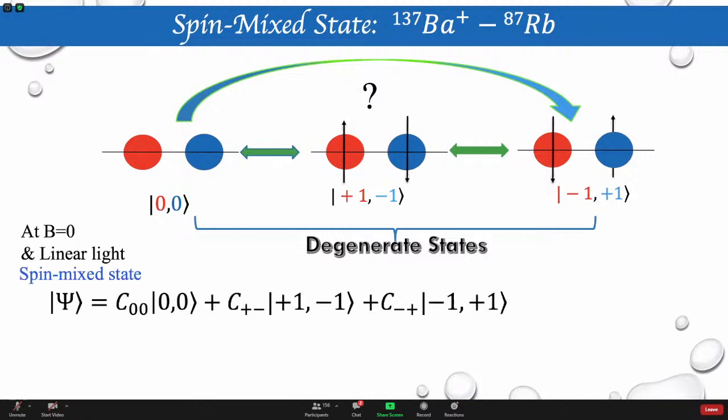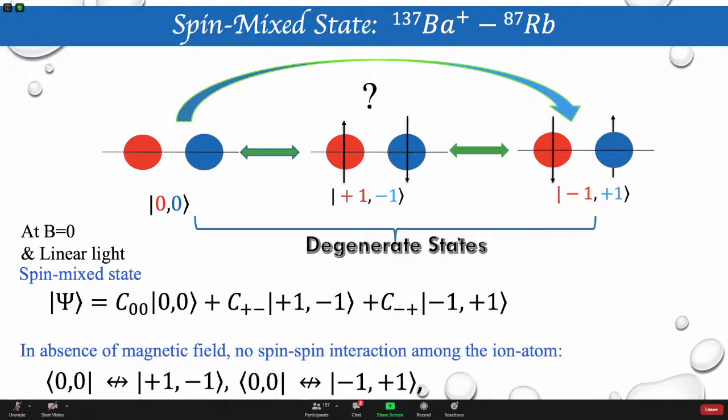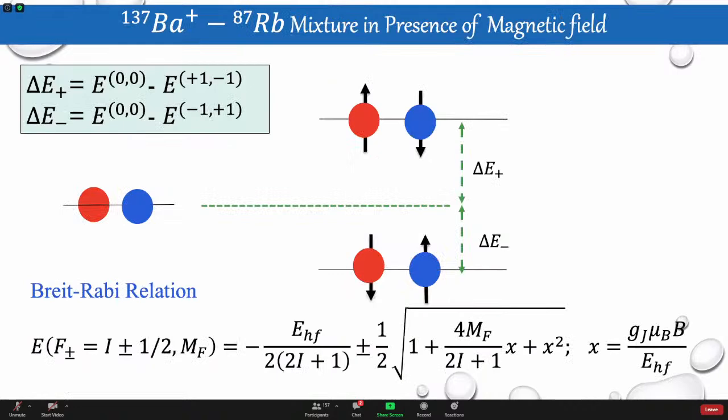So now let's see: when there's no light and no magnetic field, since they are in a degenerate state, we'll be able to write them in a superposed state. The square of the coefficients tells how many pairs are in the 0,0 state, how many pairs are in the +1,-1 state, and how many pairs are in the -1,+1 state. But because there's no magnetic field, we will not have oscillation or transfer from one state to another. Now, if we apply the magnetic field, this degeneracy breaks up.